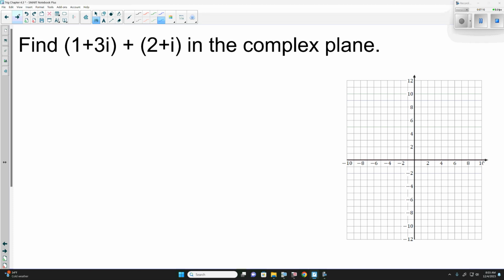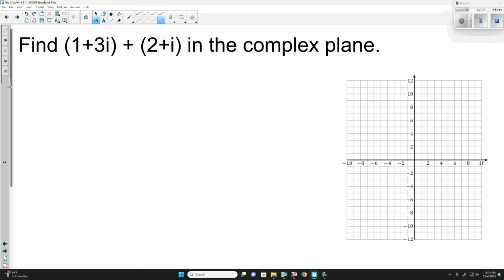Find 1 plus 3i plus 2 plus i in the complex plane. Okay, now this is something, unfortunately, we were not able to get to, how this works, or the reasoning why, or what they're trying to do here. Because unfortunately this year we had to cut a lot out throughout the semester because of just missed days and this, that, and the other.